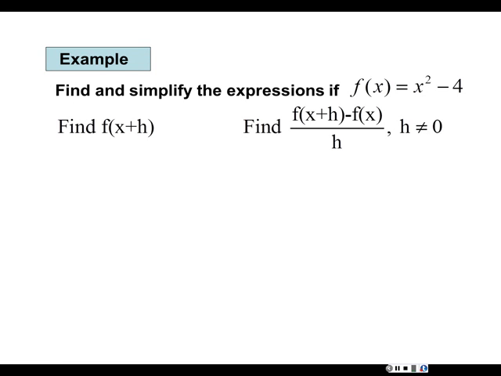So f of x plus h is x plus h whole square minus 4, which is x squared plus 2xh plus h squared minus 4, right? Then, no, you see, you are replacing the x by x plus h. So you'll be squaring the whole thing, because that is the replacement of x.